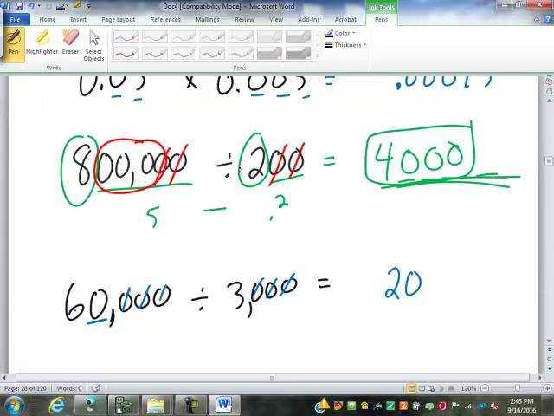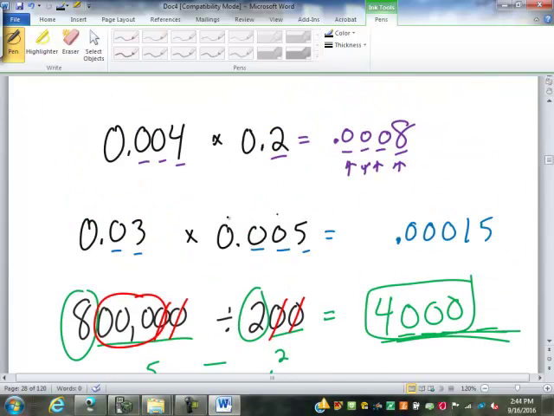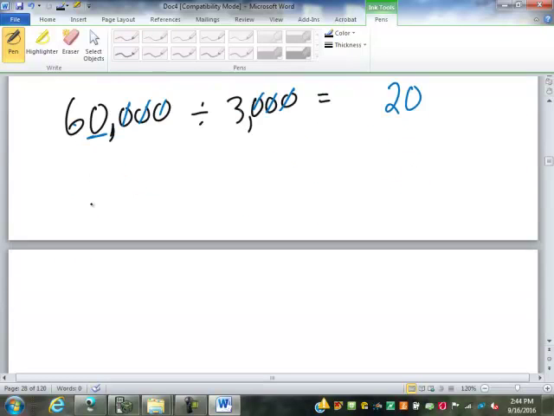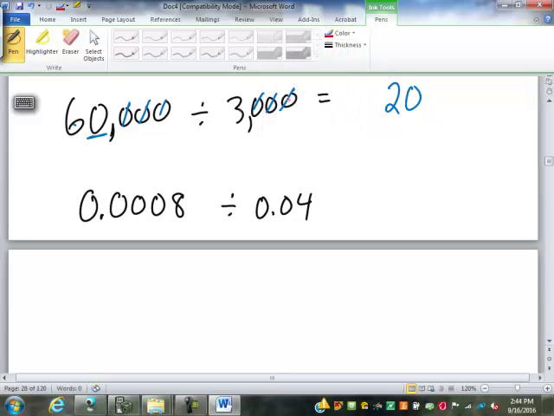When we work with decimals, it's a similar pattern, just like it was with multiplication. If I have 0.0008 divided by 0.04. Remember, with decimals, it's not the number of zeros, it's the number of decimal places. So I have 8 divided by 4 is 2. Here we had 1, 2, 3, 4 decimal places. Here we had 2. So how many decimal places am I going to have in my answer? 2. 4 minus 2 is 2, so I have 2 decimal places there.